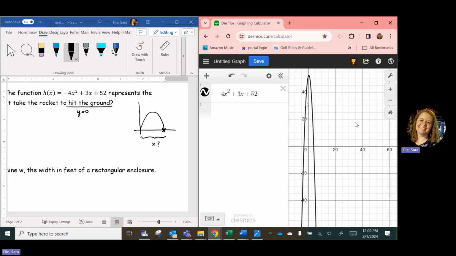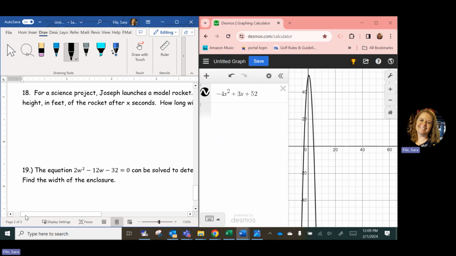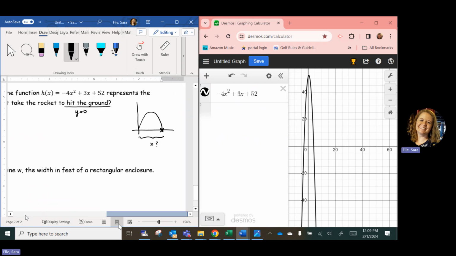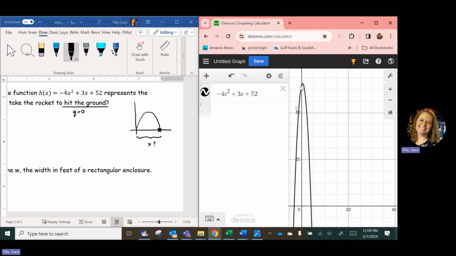All right. Oh, I wasn't even looking at the equation when I talked about that. Of course, the c there, that's your y-intercept. So he launched it from 52 high already. I don't know if it told us if that's meters or feet. It says in feet. So he launched it from 52 feet in the air already, so my graphic is a little off. But we can see that the y-intercept up there is at 52.